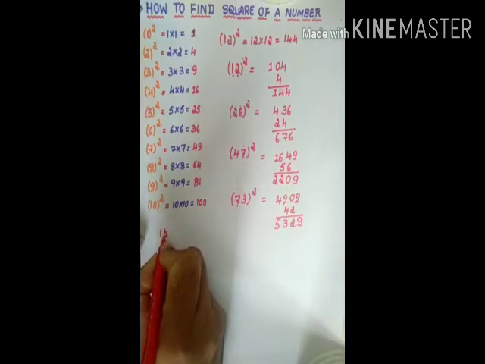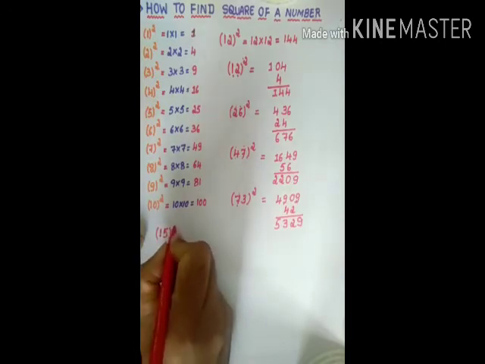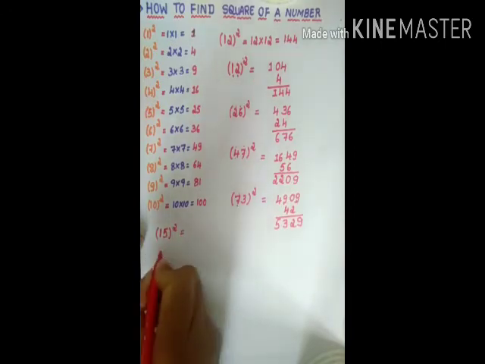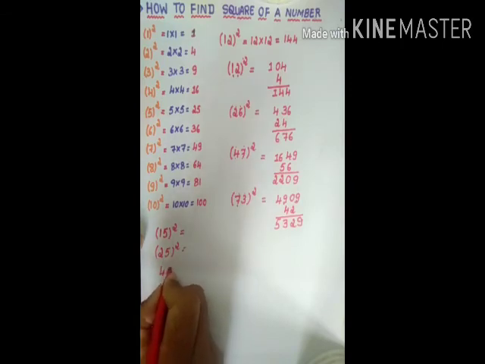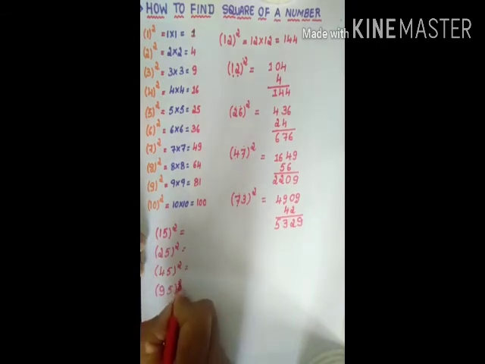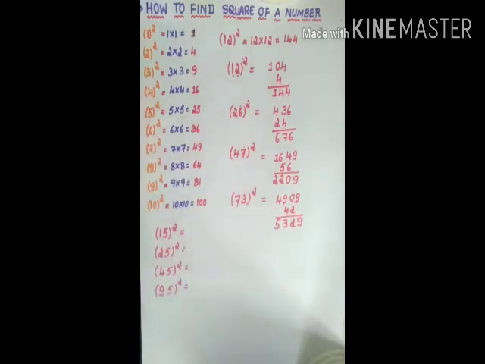Now one more easier step here. For example, if the number is ending with 5, how to make the square? 25 square, or 45 square, or 95 square. Say within 15-20 seconds you can finish your calculation.